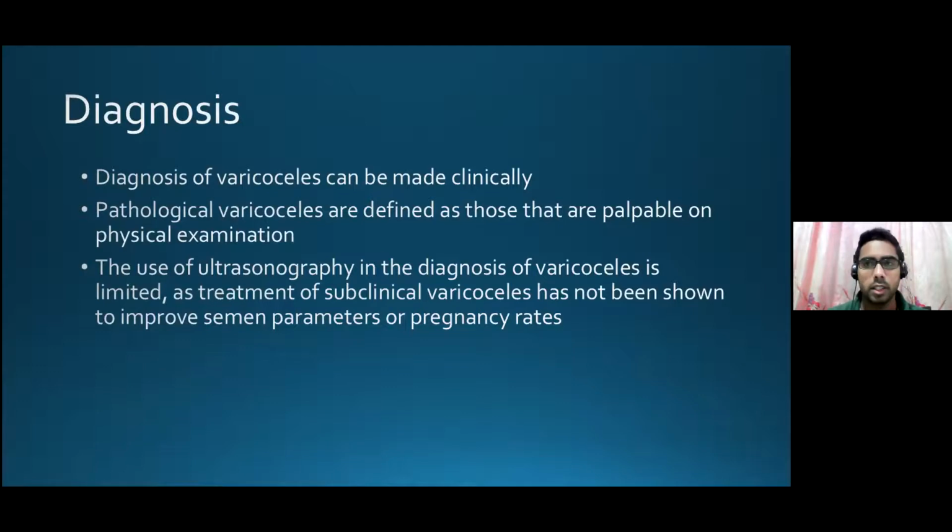We do not need ultrasonic confirmation or the ultrasound scan to diagnose varicocele. So pathological varicoceles are defined as those that are palpable on physical examination. That is why we are not much worried about the subclinical varicocele, because there are studies which have proven the treatment of subclinical varicoceles does not improve the semen parameters and the fertility rates. So basically, if the varicocele is clinically palpable only, they are considered as candidates for the further management of the subfertility.